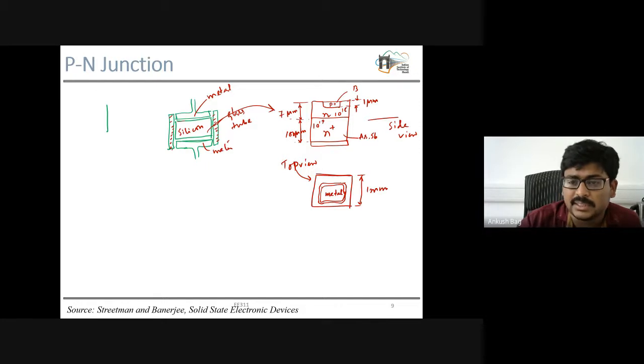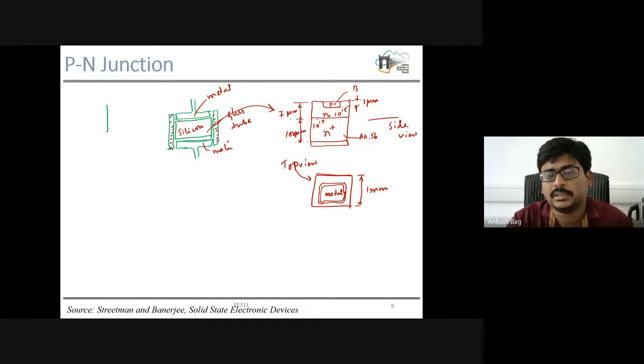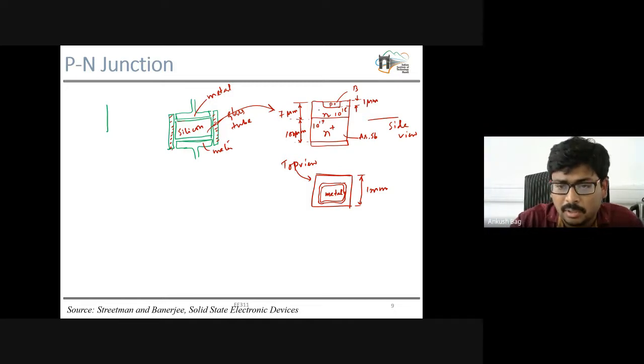So it has N plus, or 10 to the power 19 doping concentration. Then you will deposit this n-type layer epitaxially on this wafer. Epitaxially means simply that the atomic arrangement of this semiconductor portion will be similar to the atomic arrangement of this wafer portion. That is why it is called epitaxial deposition. So any deposition is not epitaxial. Epi means above, taxi means in an ordered manner. So the crystal structure here will be similar to the crystal structure here.